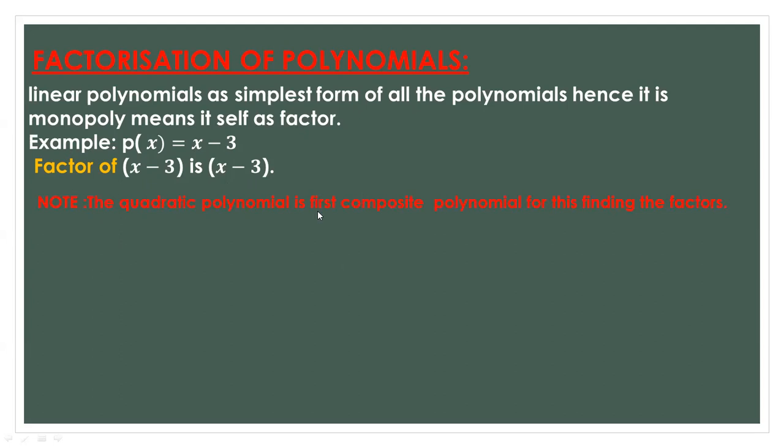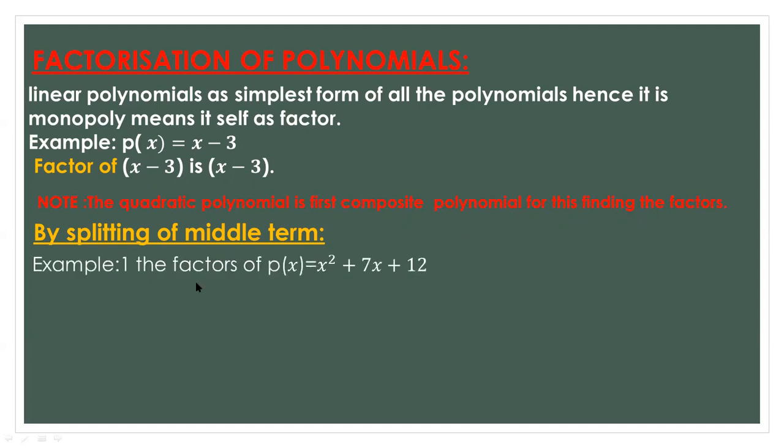The quadratic polynomial is the first composite polynomial for finding factors, here by the splitting method. So from quadratic and cubic onwards, we are going to find the factors by one of the methods, splitting of the middle term. Here, first example: find the factors of p of x is equal to x square plus 7x plus 12. For this we have a solution here.